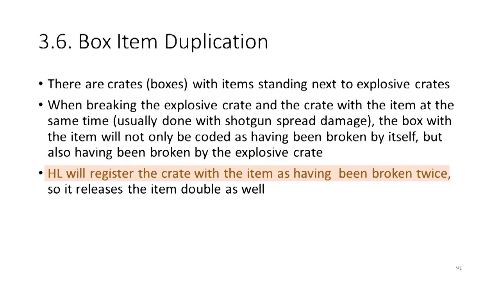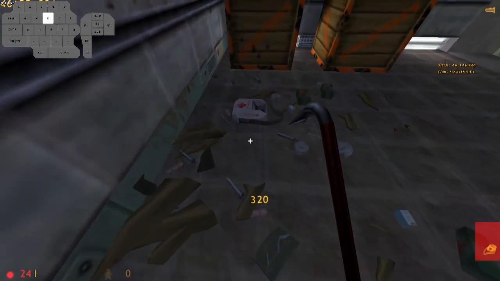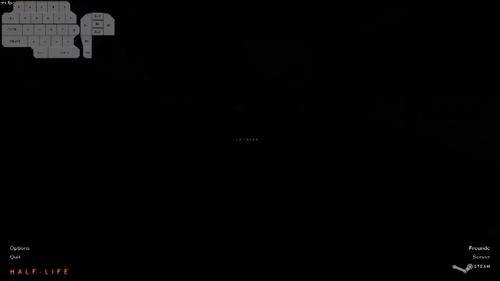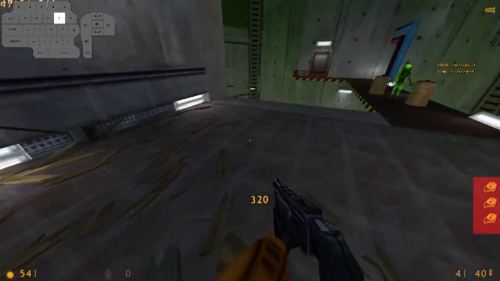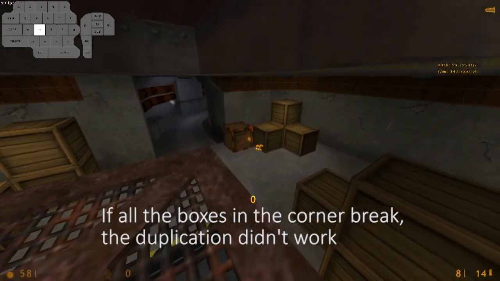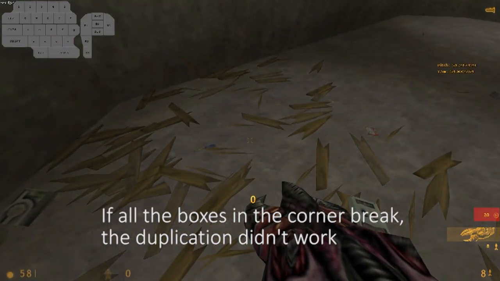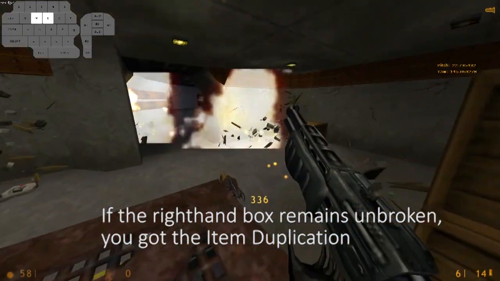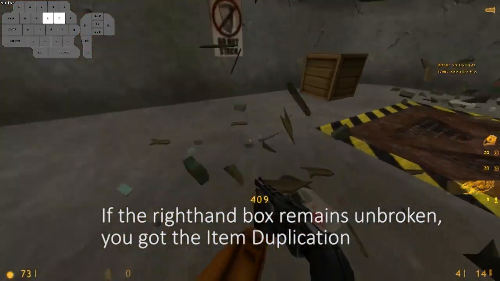At some places you have boxes with items next to explosive crates, as for example here in Blast Pit. Making them break at the same time but separately with a double shot from the shotgun will make the game believe the box with the item broke twice. Once by the shotgun and a second time by the explosive crate. Then the box will drop its item twice as well.